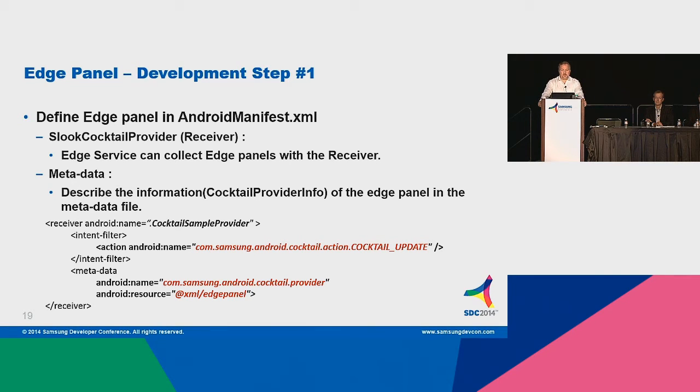This is the broadcast that notifies the application to create the edge screen, and it's the only broadcast that needs to be explicitly declared. The metadata element defines the name and location of the cocktail provider info resource, and you should use com.samsung.android.cocktail.provider to identify the data as the cocktail provider info descriptor.